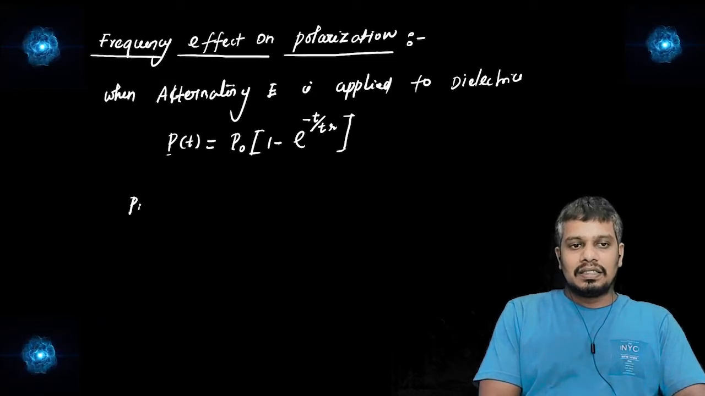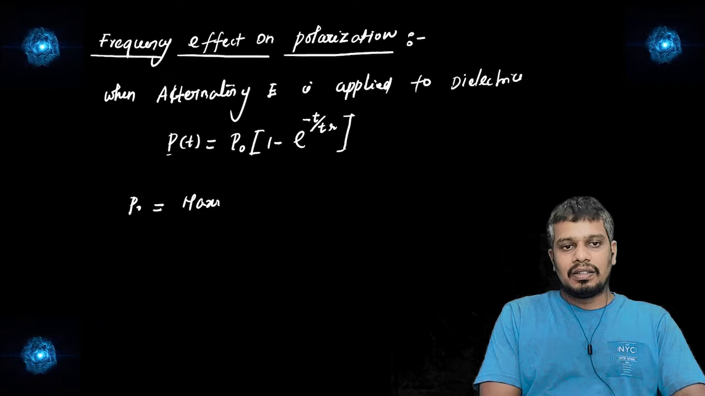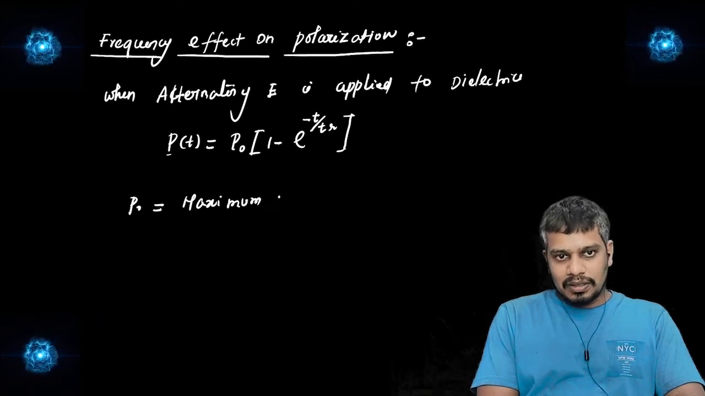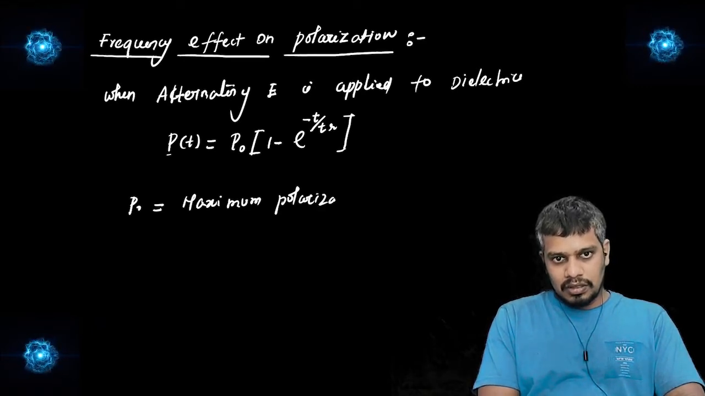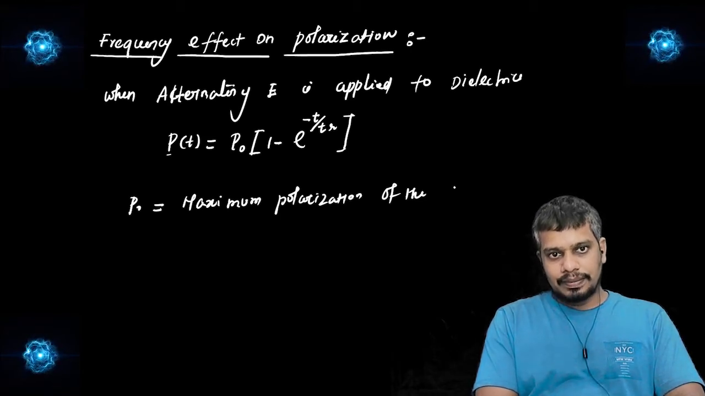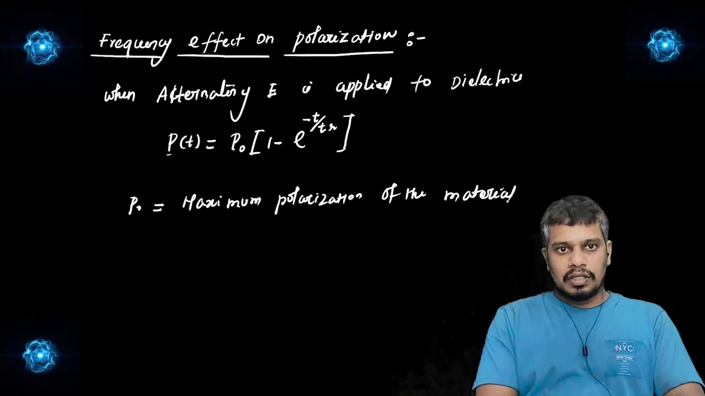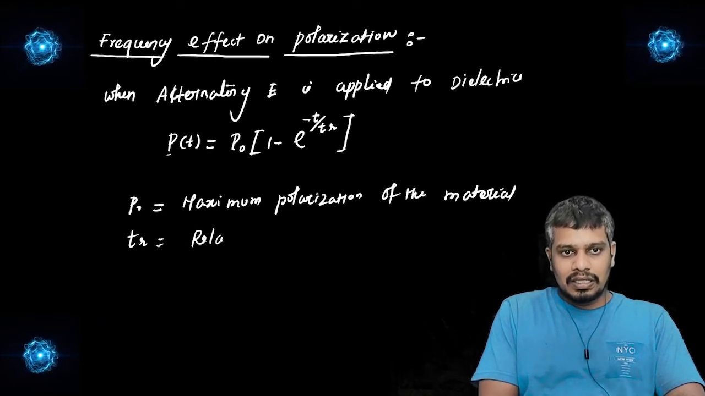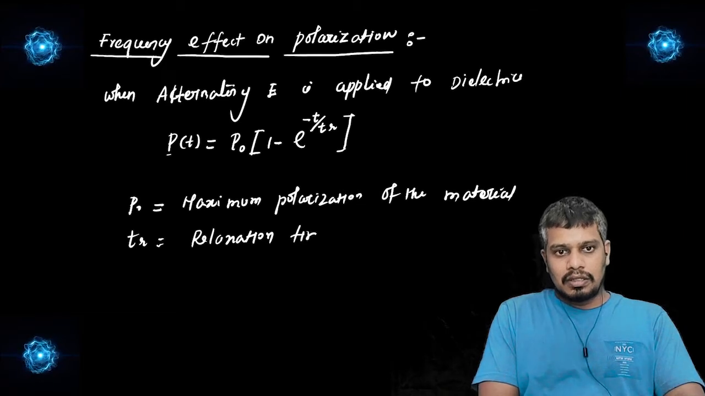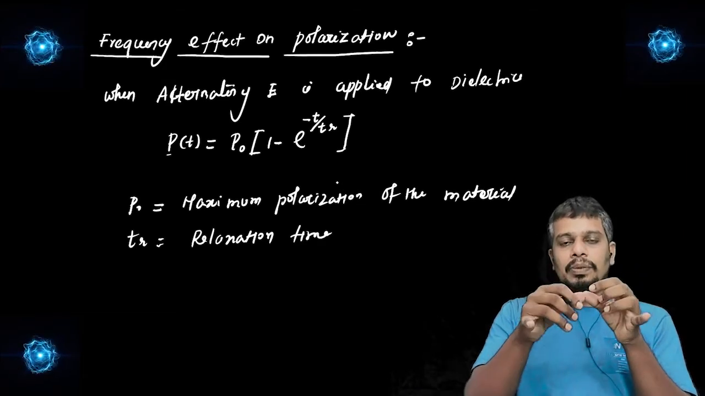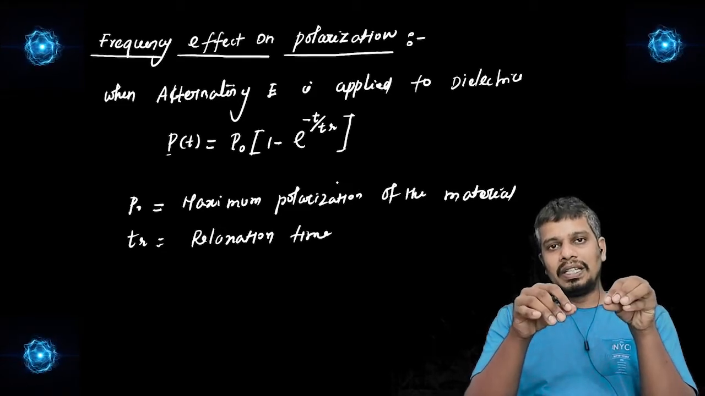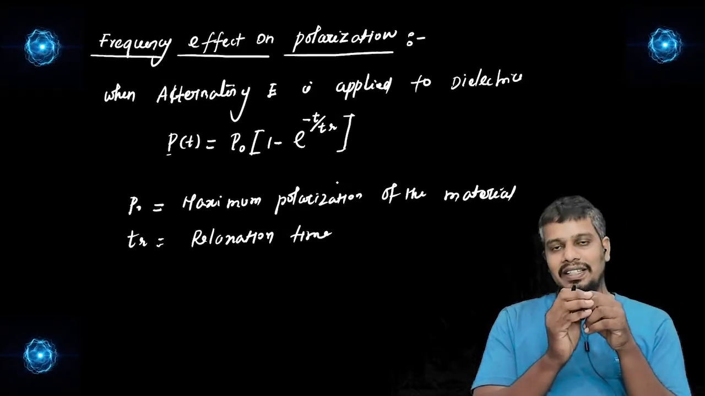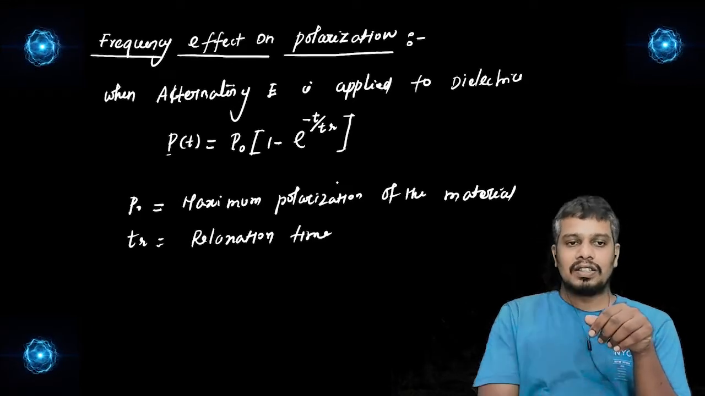Here P naught is the maximum polarization when the DC field is applied for a long time, so it's simply called the maximum polarization of the material. T is the time, and tau r is the relaxation time. Because of collisions between the successive dipoles, the dipoles relax. How long it takes to relax or to equilibrate itself is called the relaxation time.